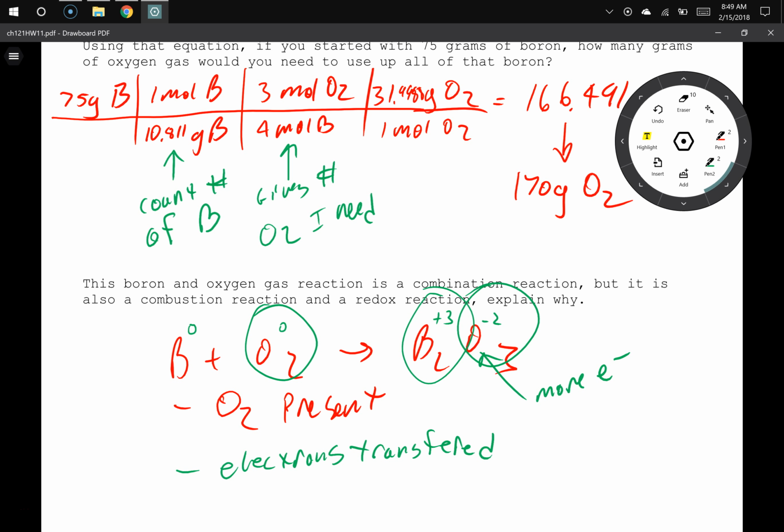What happened to the oxygen itself? It was reduced. And I know that because its charge was 0 and its charge number went down to -2. We could go one step further. The oxygen was which agent? The oxidizing agent, because it oxidized boron. What agent was boron? The reducing agent, because it gave electrons to oxygen. Okay, that's all I got.